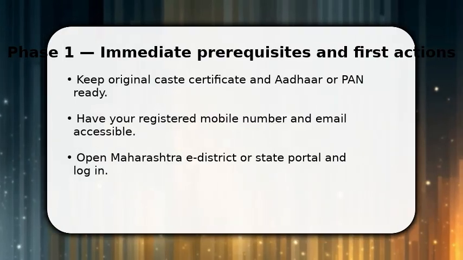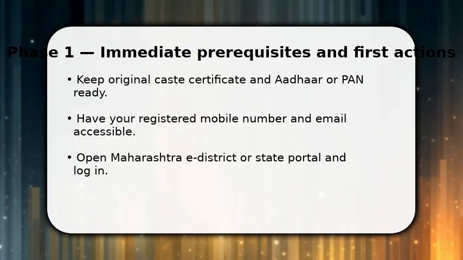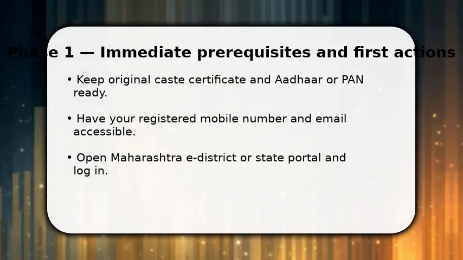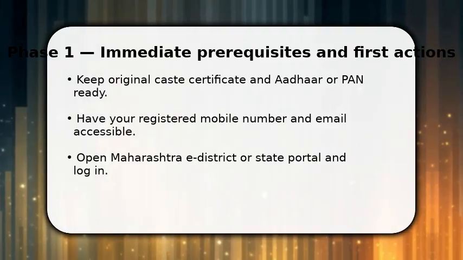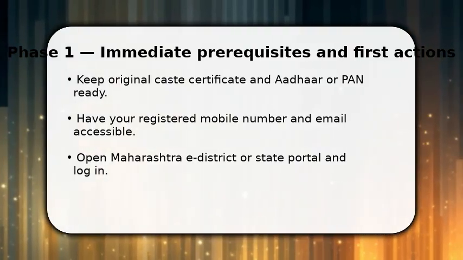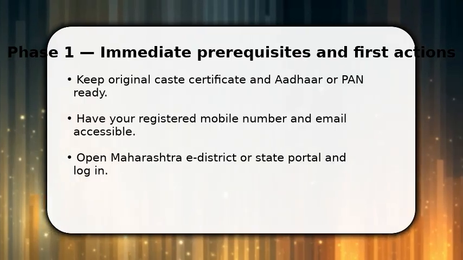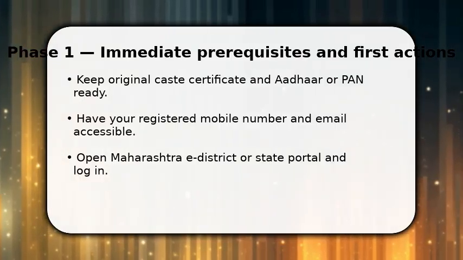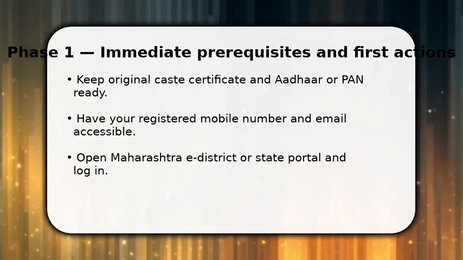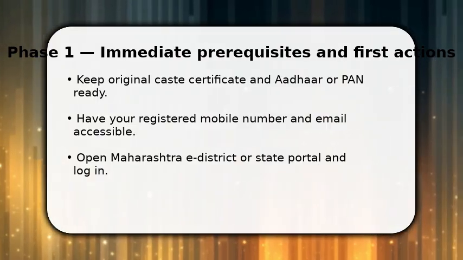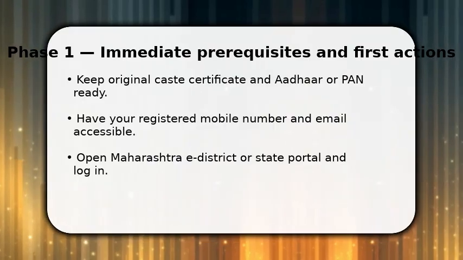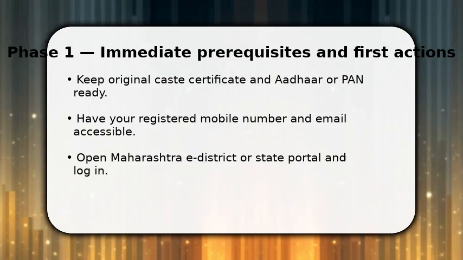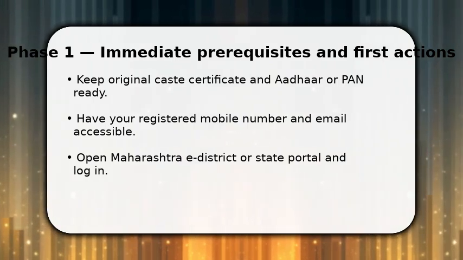You start by confirming two essentials. The caste certificate is issued in Maharashtra and you have Aadhaar or PAN linked. Once logged into the Maharashtra e-district or state portal, go straight to the Citizen Services dashboard. Make sure your mobile number matches the certificate record. It's used for OTPs. Next, select the caste certificate service or download certificate option. Don't pause to explore other menus. This first step sets up verification and lets you retrieve the certificate number quickly.